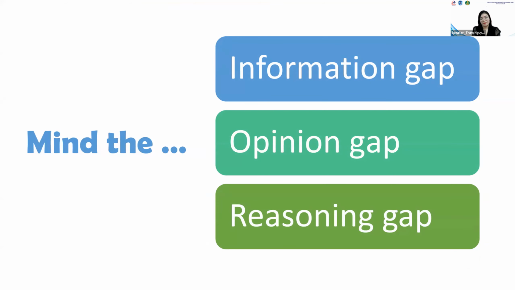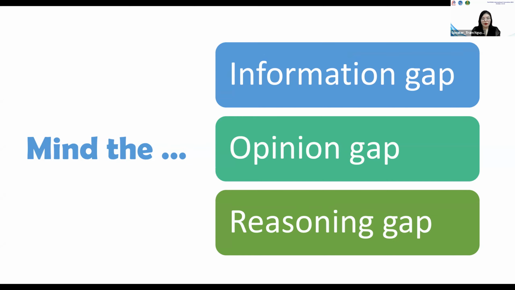Let's talk about the gaps. So there are three main types of gaps in a speaking task based on what people have been talking about when they talk about communicative language teaching or task-based learning. So the first gap is the information gap. The second one is the opinion gap, and the last one is the reasoning gap. So these are the three main types of gaps, right? So information gap first.